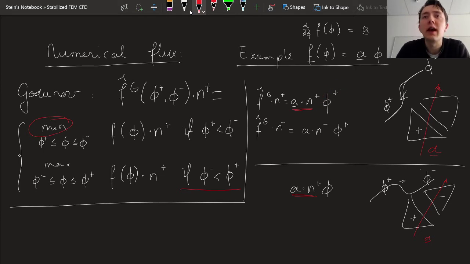If a dot n plus had been negative, then we would actually have to do that differently. And that's exactly why it's going to be independent of how we position our elements. You know what, I will show that actually in a second.